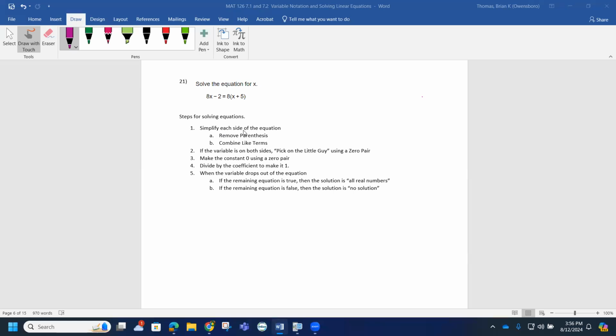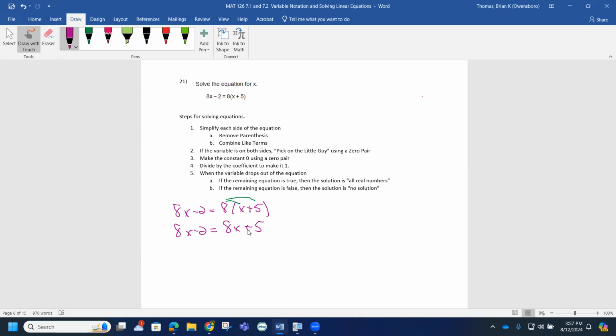So the first step says simplify each side of the equation, remove parentheses, and combine like terms. Notice how, again, there aren't any parentheses on the left side, and 8x and -2 are not like terms. But on the right side, we do have parentheses, so the distributive property has to be used on that side. So if we have 8x minus 2 equals 8 times the quantity x plus 5, to remove the parentheses, we can multiply the 8 through the parentheses, which creates a statement that means the same thing, but without the parentheses. So we have 8x minus 2 is equal to 8x plus 5.